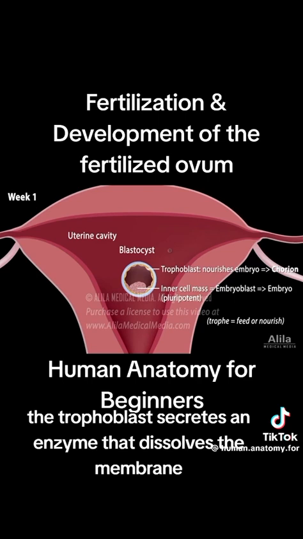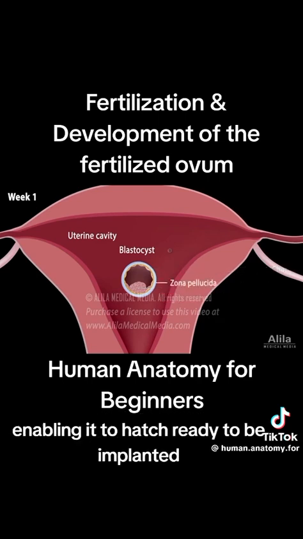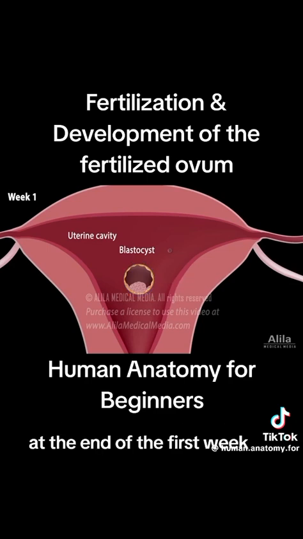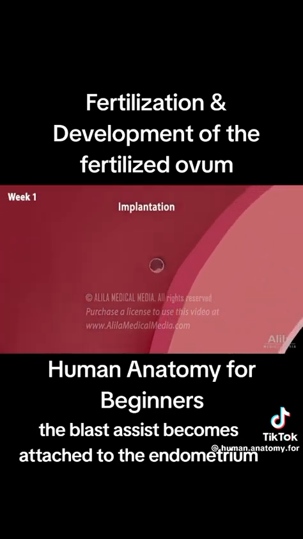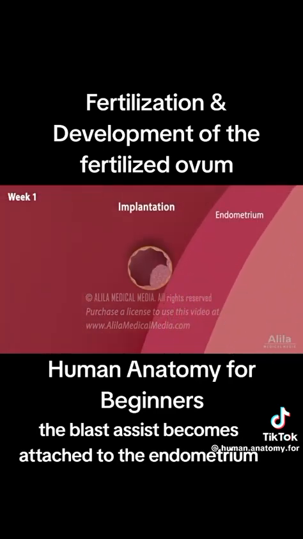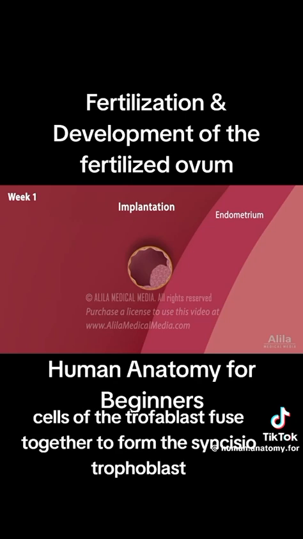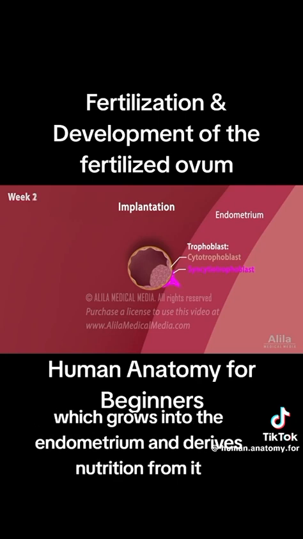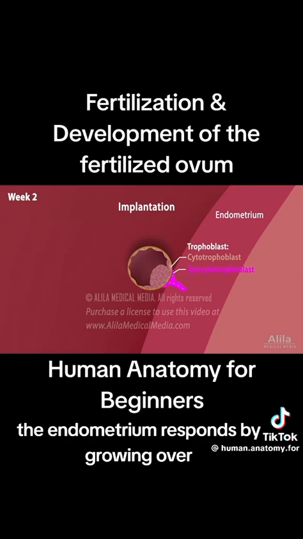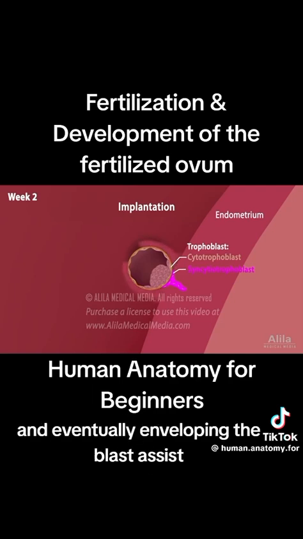The trophoblast secretes an enzyme that dissolves the membrane surrounding the conceptus, enabling it to hatch, ready to be implanted. At the end of the first week, the blastocyst becomes attached to the endometrium. At the site of contact, superficial cells of the trophoblast fuse together to form the syncytial trophoblast, which grows into the endometrium and derives nutrition from it. The endometrium responds by growing over and eventually enveloping the blastocyst.